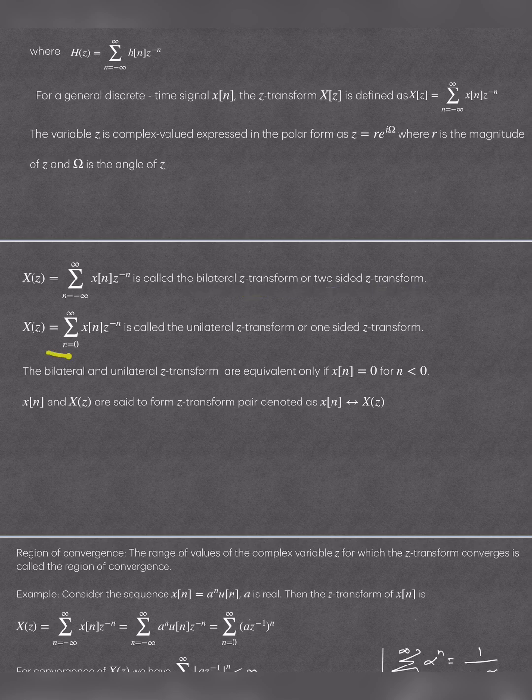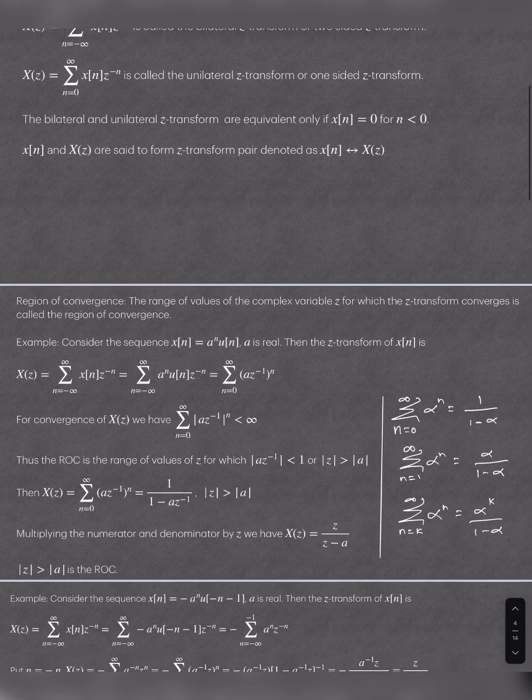Suppose when n runs from 0 to infinity, then we call that a unilateral z transform or one-sided z transform. So the bilateral and unilateral z transforms are equivalent only if x of n equal to 0 for n less than 0, and x of n and capital X of z are said to form a z transform pair, denoted as x of n to X of z or X of z to x of n. So this one we call a z transform pair, right?